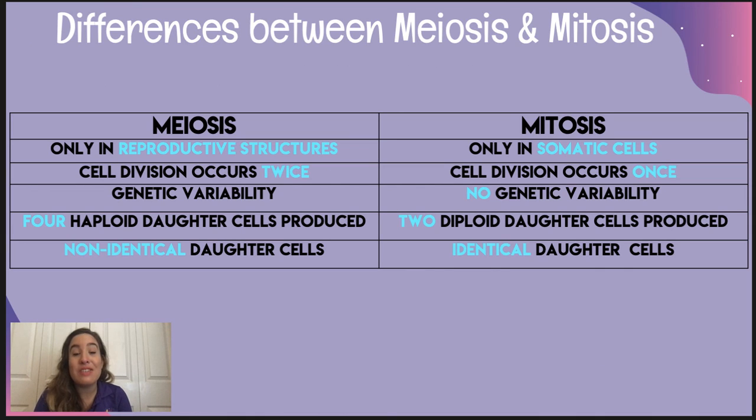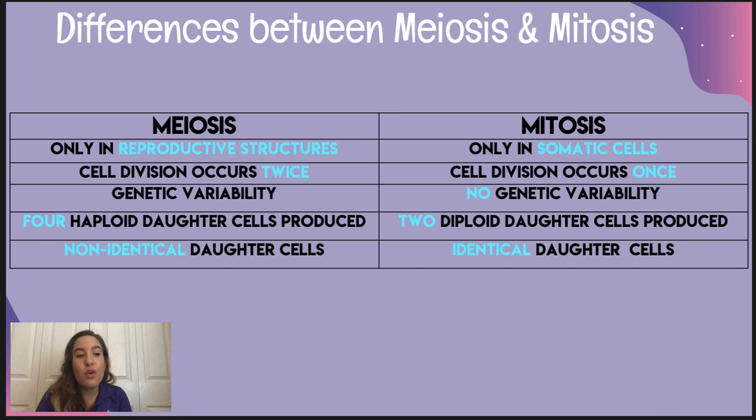Here are the major differences between meiosis and mitosis. Meiosis only occurs in reproductive structures, while mitosis only occurs in somatic cells. In meiosis, cell division occurs twice, while in mitosis, cell division occurs once. In meiosis, there's genetic variability, which occurs because of crossing over and independent assortment. But in mitosis, there's no genetic variability because the daughter cells are identical to the parent cells.